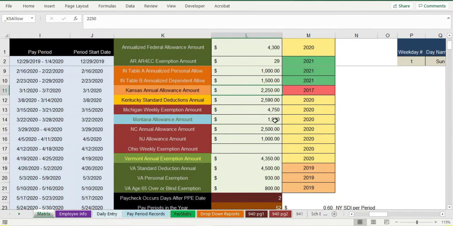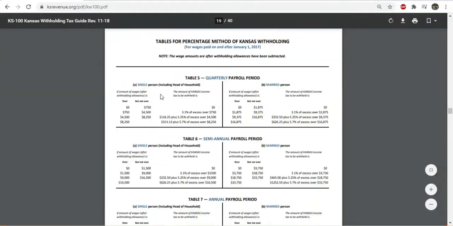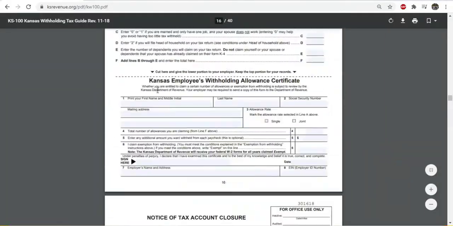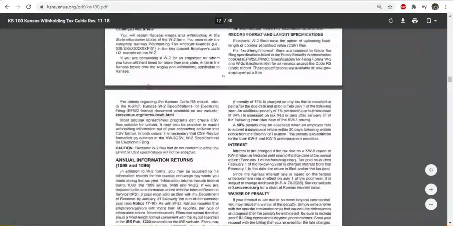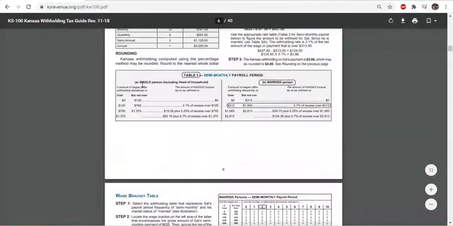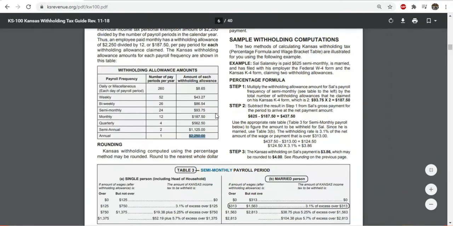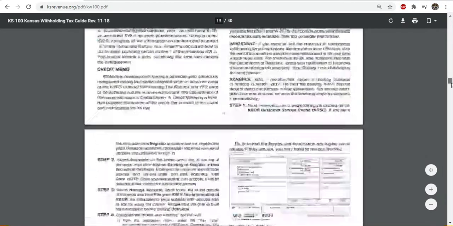It's 2,250 still. Assuming there isn't going to be any new guidance for 2021, it looks like everything's staying the same from the same booklet that was put out in 2017. That is this booklet right here. Within this booklet, right up here, it tells you how to do this. It tells you that the allowance amount for the year is 2,250. After you subtract that out from their annualized gross wages, you just throw it through this table right here.